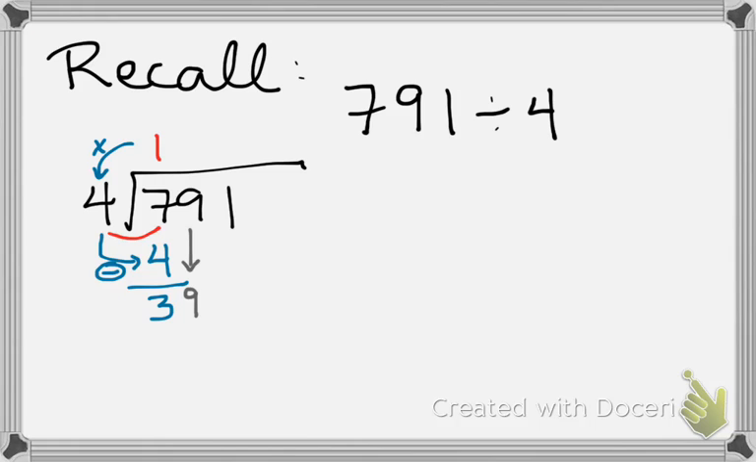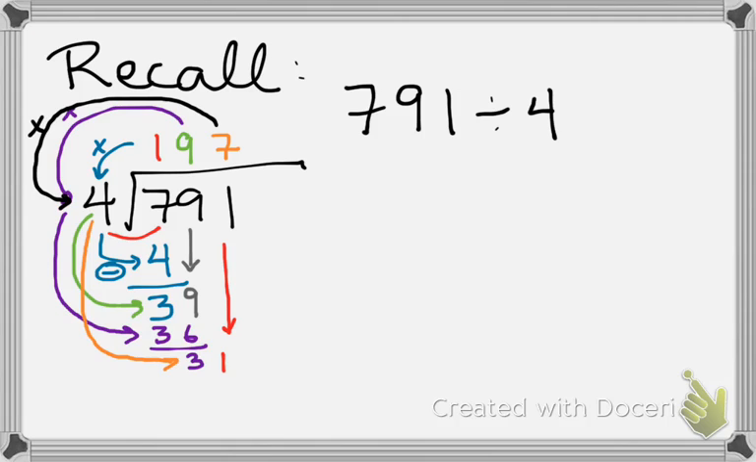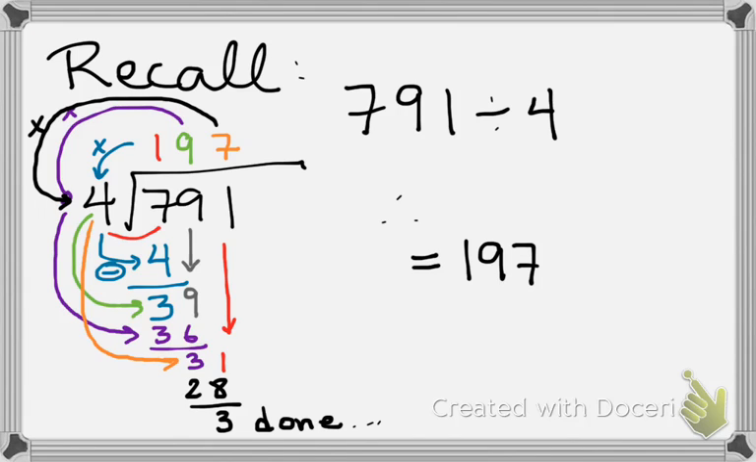So 4 into 39 is 9. 9 times 4 is 36. And 39 minus 36 is 3. Then we can bring down the 1. And then we ask 4 into 31. And that's 7. 7 times 4 is 28. And the last difference is 3. And we're done because we have nothing else to bring down. So what that means is 791 divided by 4 is 197 with a remainder of 3.